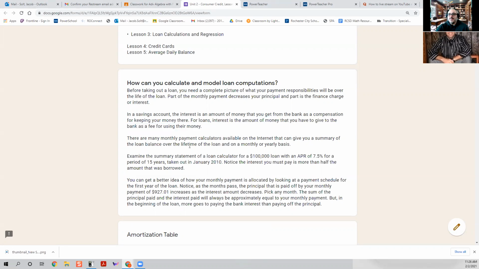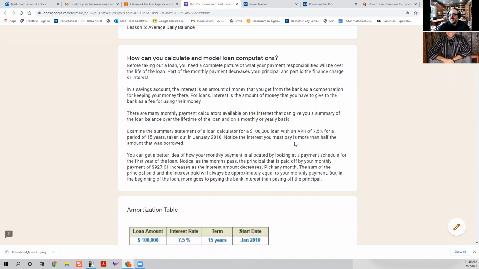There are many monthly payment calculators available on the internet that can give you a summary of the loan balance over the lifetime of the loan, on a monthly or yearly basis. We'll be looking at those in this lesson, eventually on one of these days.